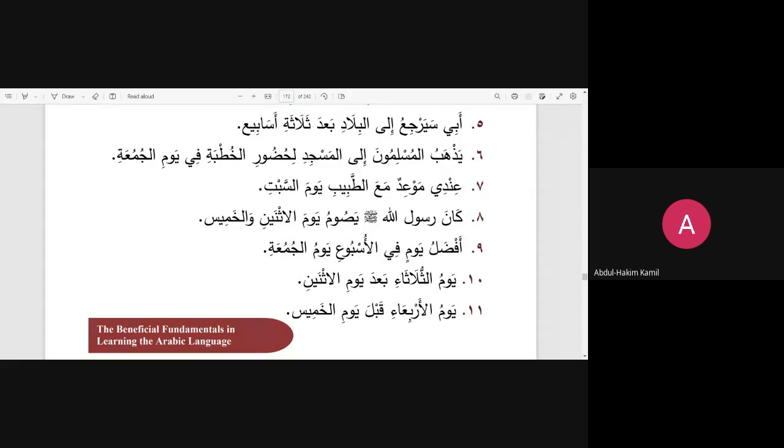What does sawm mean? That means the Prophet was a fast. That's what sawm is. But we don't want it like that: he's not a fast. The Prophet's not a fast. No. The Prophet's not salah. No. He's not a psalm. The Prophet's not Hajj. No.